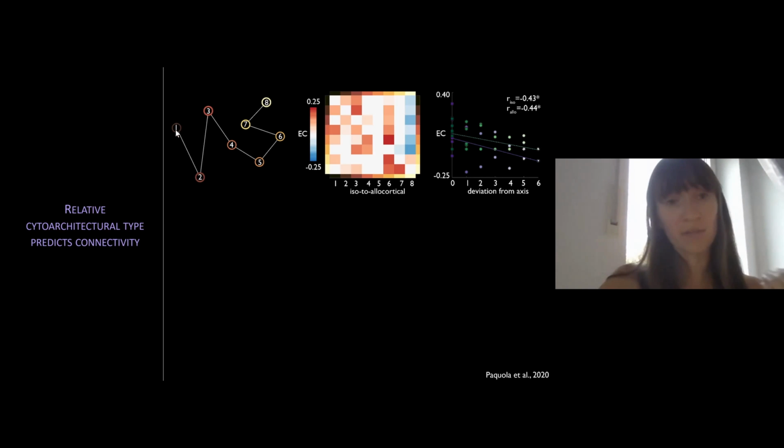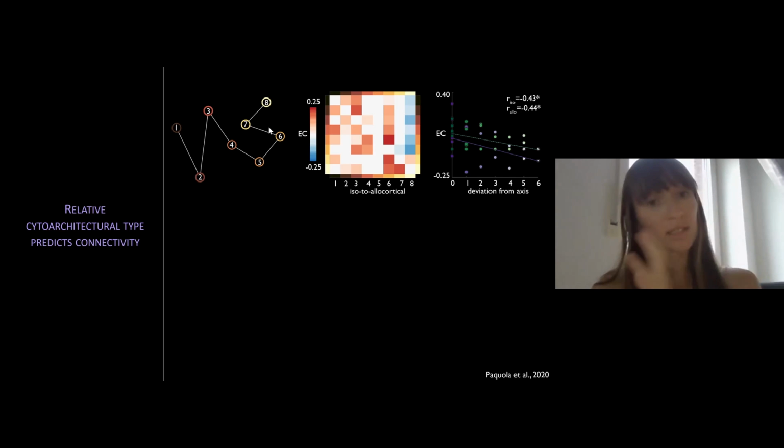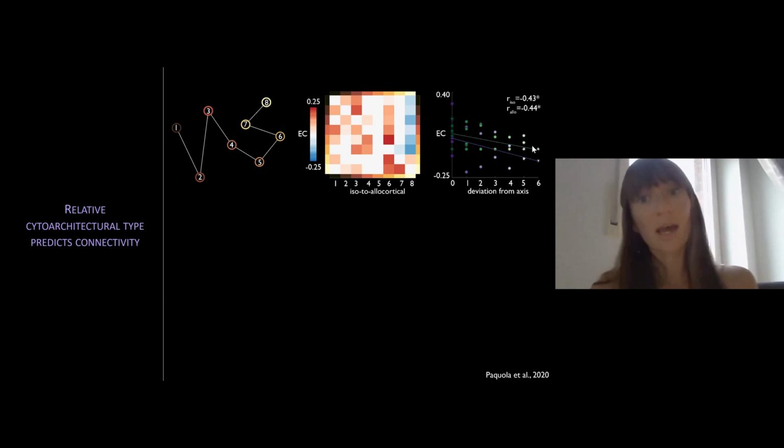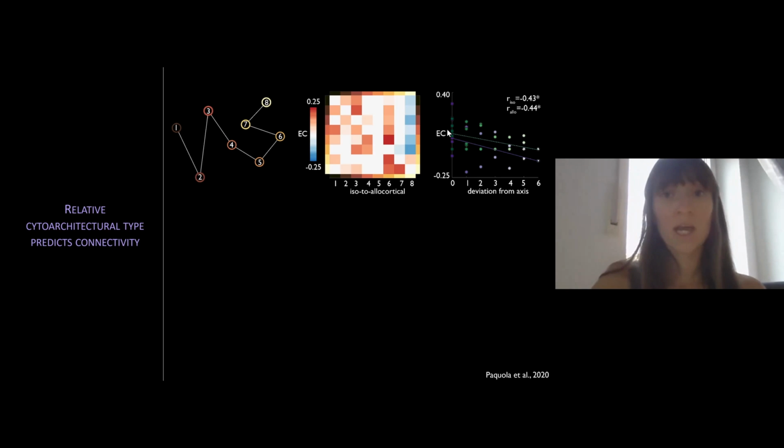So whether the effective connectivity is stronger along neighboring regions, or whether the effective connectivity seems to show that there's a lot of jumps across the axis. So is information flowing along this iso-to-allocortical axis? And that is indeed what we find, actually, that effective connectivity decreases if you have higher deviation from the axis. So stronger effective connectivity if you're going to neighboring regions. So there seems to be a bit of a flow along this axis.